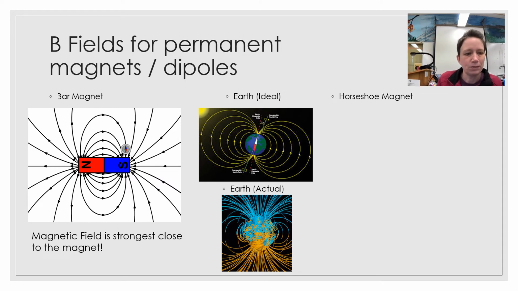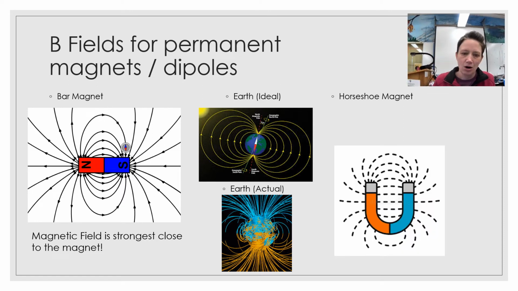The other dipole magnet that I want to bring up is known as a horseshoe magnet. A horseshoe magnet is essentially if you take that bar magnet and you bend it in the shape of a horseshoe so that the two ends are close to each other. You've probably seen these things before, right? And so you can imagine taking those magnetic field lines and just bending them so that they are in a U shape.